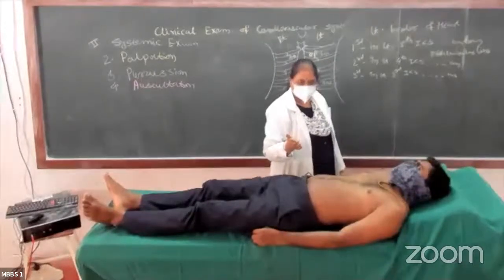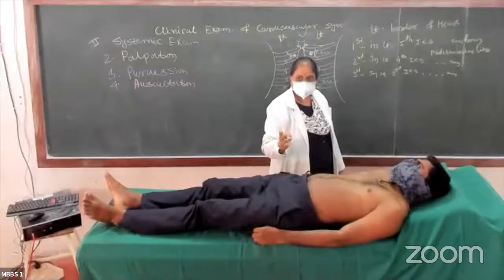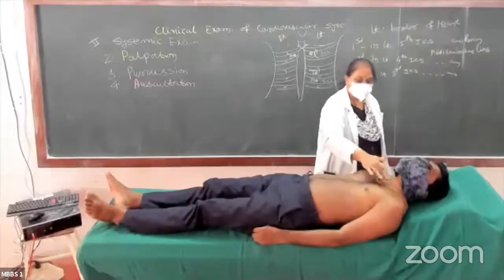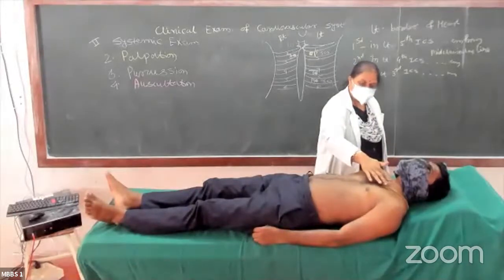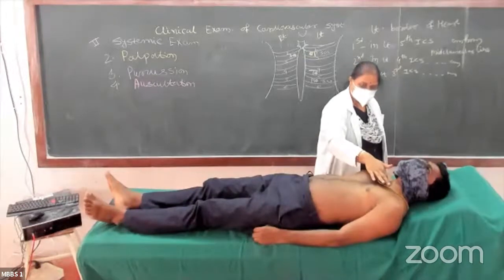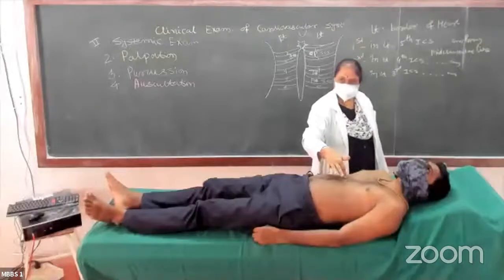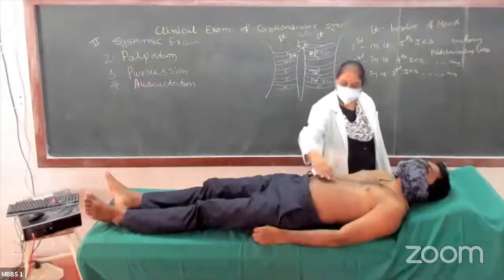Again, pulsations. Pulsations may be seen in the suprasternal notch, the epigastric area, and the carotids. This is the suprasternal notch. So see pulsations here. Jugular venous pulsations may be present here. This area is the epigastric area. Epigastric pulsations are because of ventricular hypertrophy or because of an aortic aneurysm.